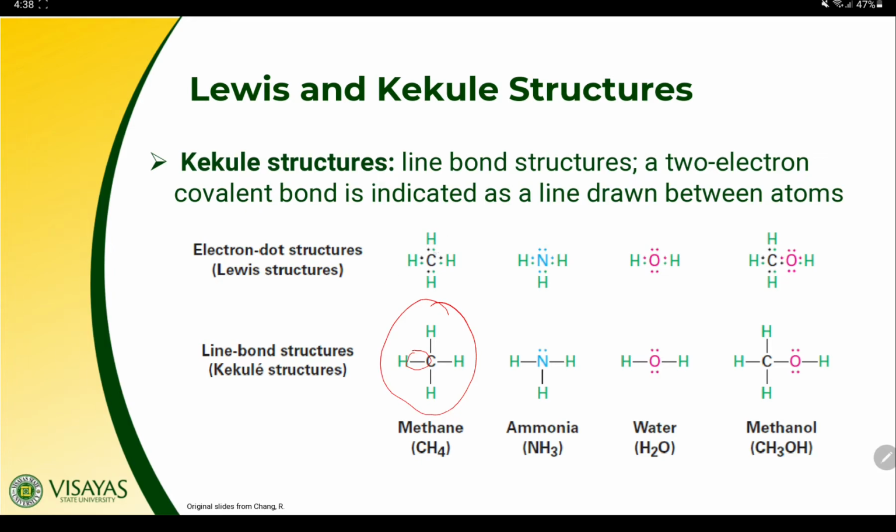So here we have our methane electron dot structure. For example, we have our carbon. Carbon has 4 valence electrons, so we have our 4 dots here: 1, 2, 3, 4. Hydrogen has 1 valence electron, so there is 1 dot only for hydrogen. For this hydrogen, we have 1 dot. For this, we have this one. And for this hydrogen, we have this dot.